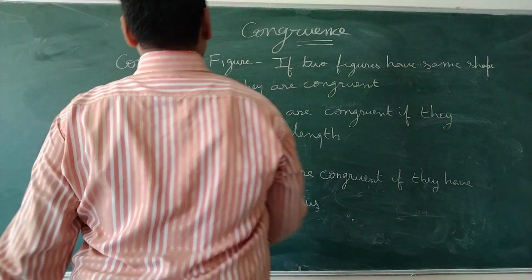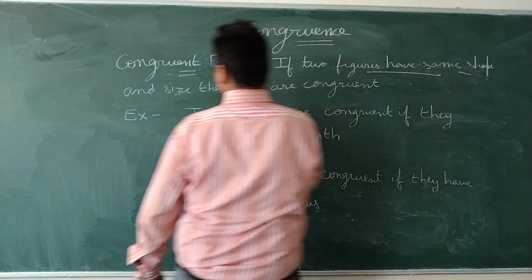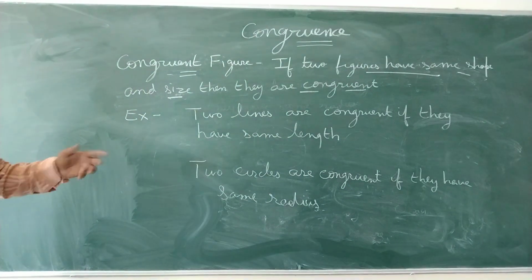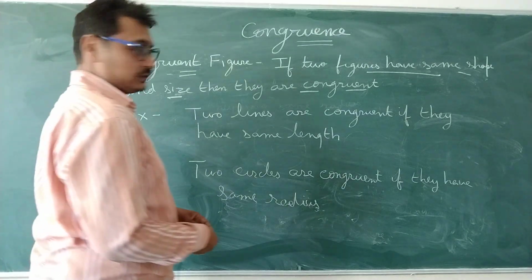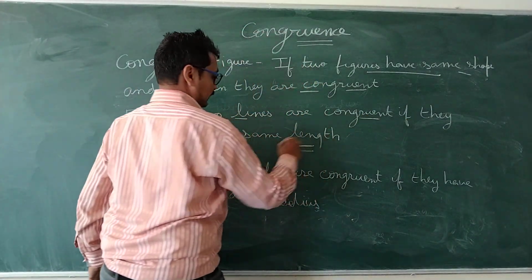Congruence. What are the congruent figures? If two figures have the same shape and size, then they are called congruent. If we have any two figures which have the same shape as well as the same size, then they are called the congruent figures. For example, two lines are congruent if they have the same length.